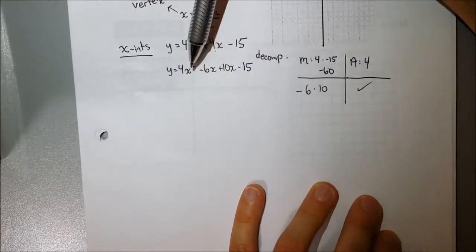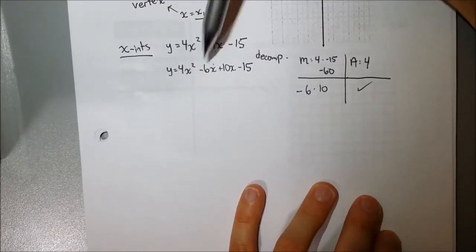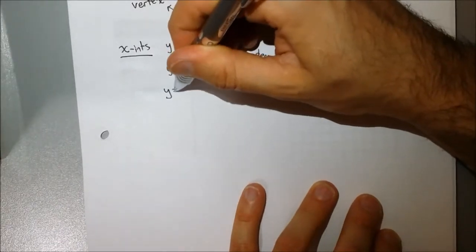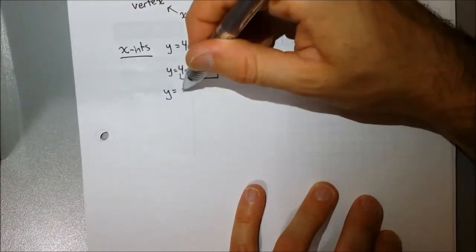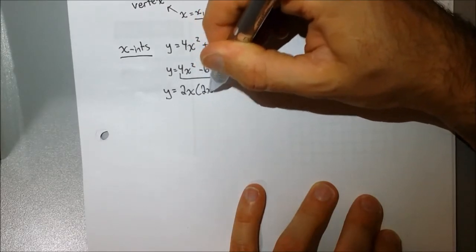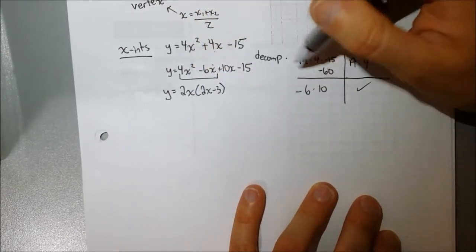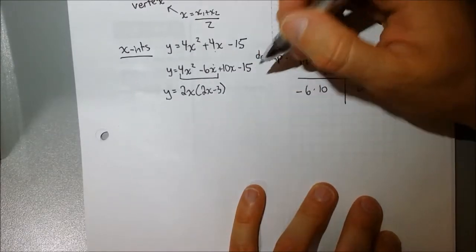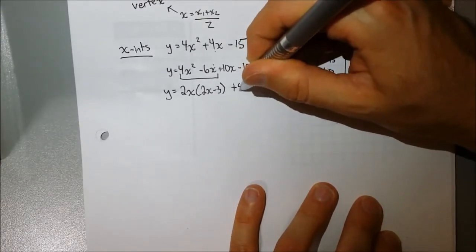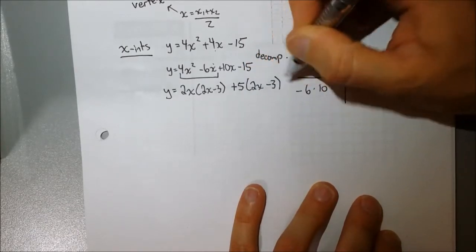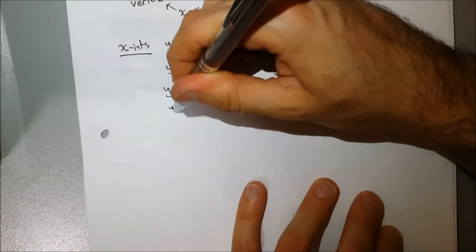Okay, so now I'm just looking at the first two terms here. I'm looking at what can I pull out, what's the greatest common factor. Looks like it's going to be 2x. And I'm going to get 2x minus 3. Looking at the last two terms, looks like I can pull out a 5. So I'm going to pull out a positive 5. Going to get 2x minus 3. So these two brackets are the same, so we're just about done.